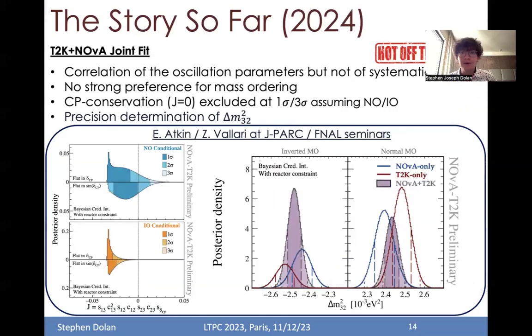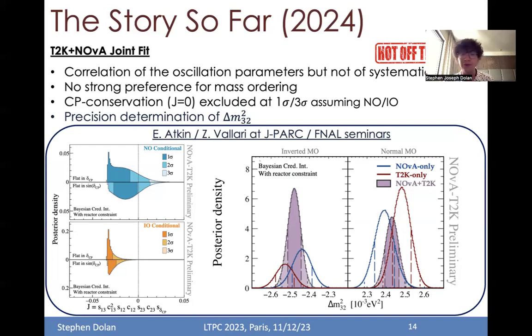Now, in 2024, we have another joint fit, but this time not from T2K and SK, but from T2K and NOVA put together. Now, this is a very complicated analysis since these experiments use totally different analysis frameworks. So the correlations of parameters in this is only the oscillation parameters. We can't correlate all of the systematic uncertainties in a similar way to how we could for T2K and SK, just because this would be much more complicated. But this is the first iteration of such an analysis.